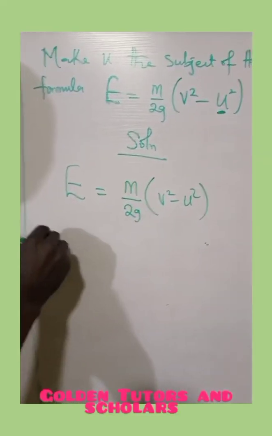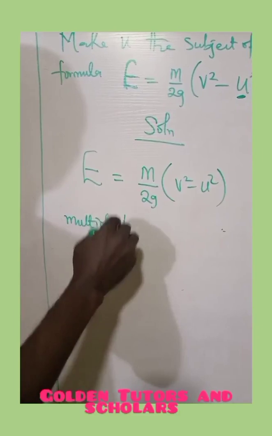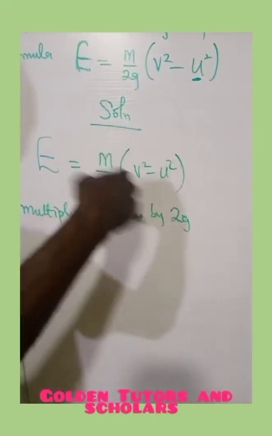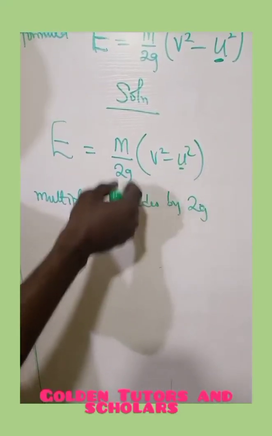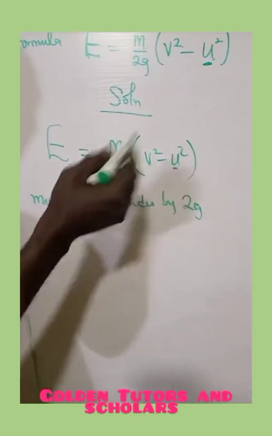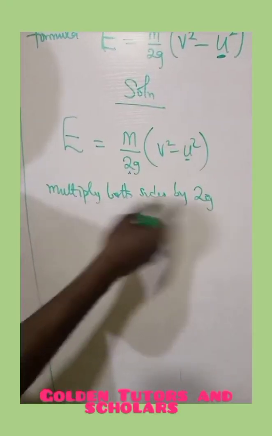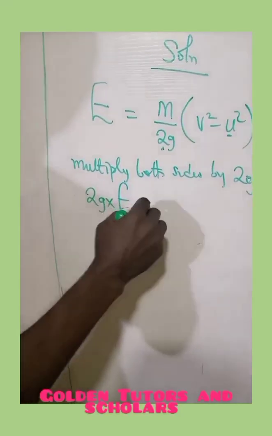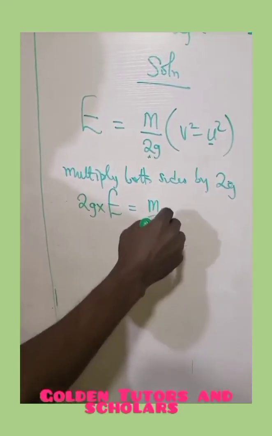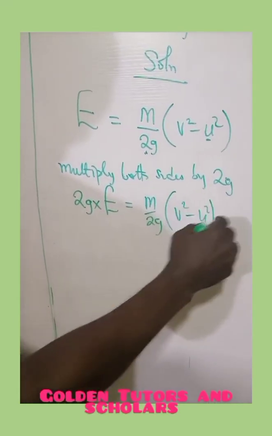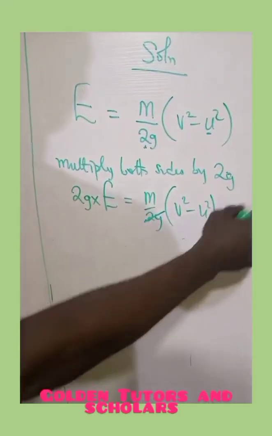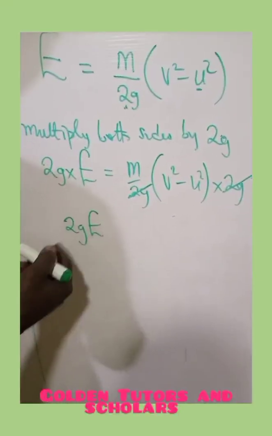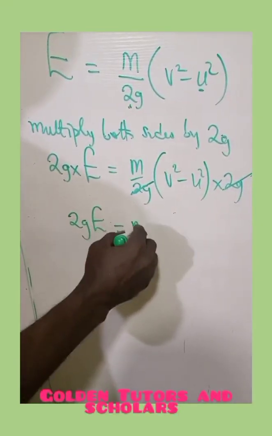You multiply both sides by 2g. So we must get rid of everything associated with u squared here. The first step is to get rid of the denominator of the fraction. If you multiply both sides by 2g, we are going to have 2g times E equals m over 2g into v squared minus u squared times 2g. So this 2g takes care of this 2g here, and 2g times E is 2gE.